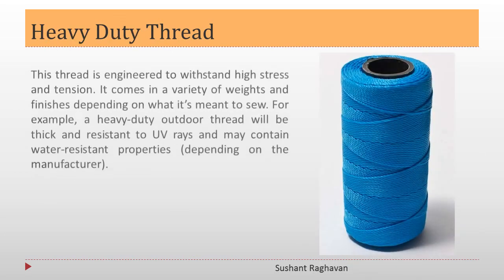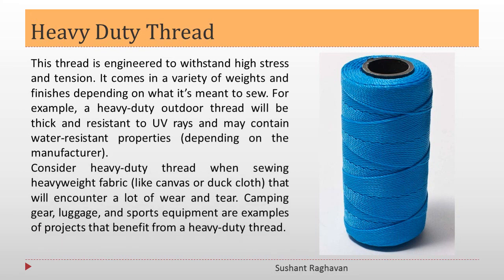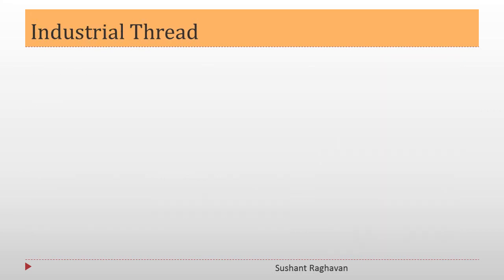Heavy duty thread. This thread is engineered to withstand high stress and tension. It comes in a variety of weights and finishes depending on what it's meant to sew. For example, a heavy duty outdoor thread will be thick and resistant to UV rays and may contain water resistant properties depending on the manufacturer. Consider heavy duty thread when sewing heavyweight fabric like canvas or duck cloth that will encounter a lot of wear and tear. Camping gear, luggage and sports equipment are examples of projects that benefit from a heavy duty thread.